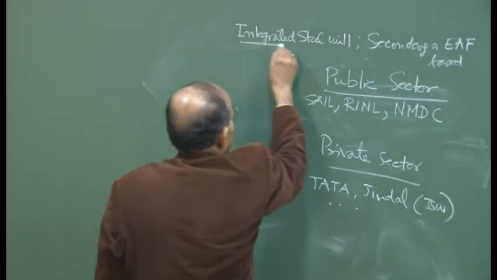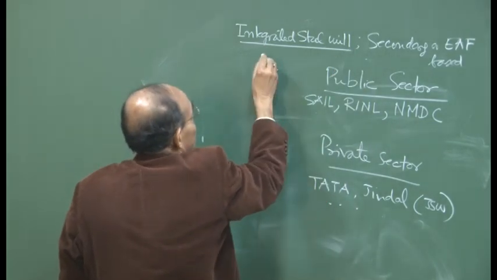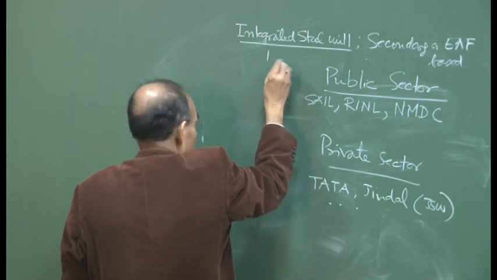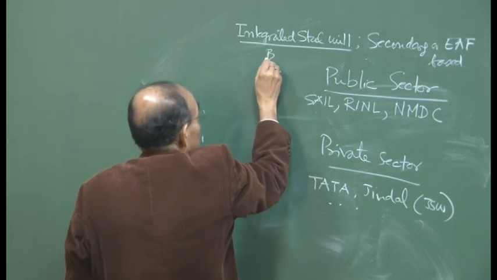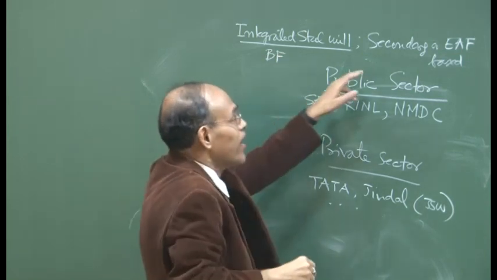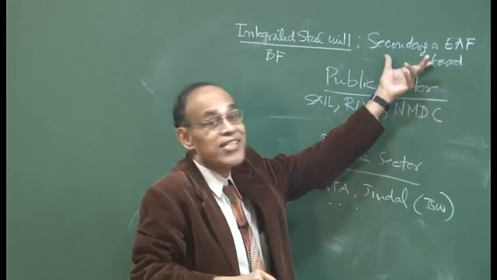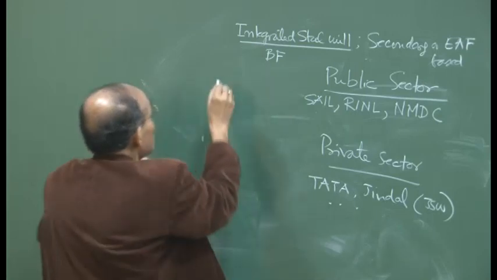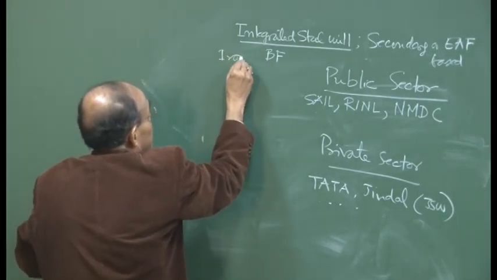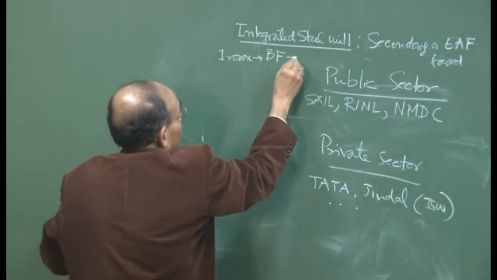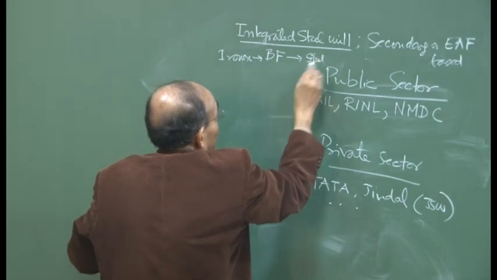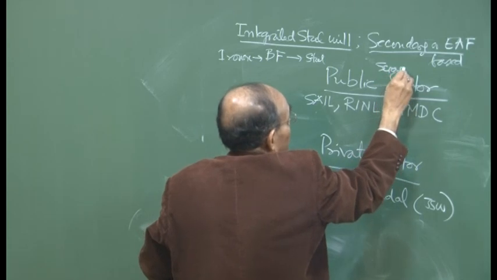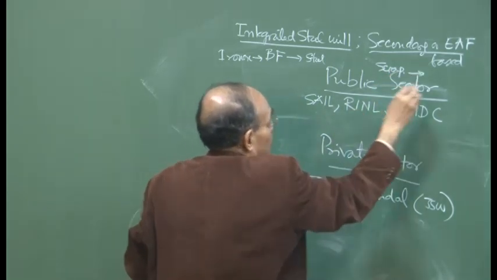An integrated steel mill produces liquid steel, okay? It uses liquid iron from the blast furnace. On the other hand, the source of iron in the secondary units is scrap material, okay? It is not iron ore. So from iron ore, through the blast furnace, steel is produced. And in secondary units, we have scrap, and from scrap, we produce steel.